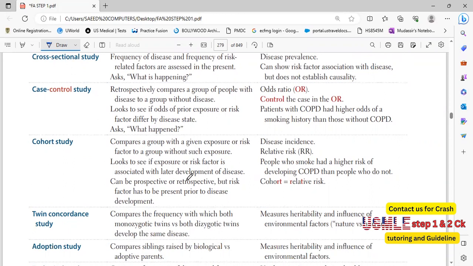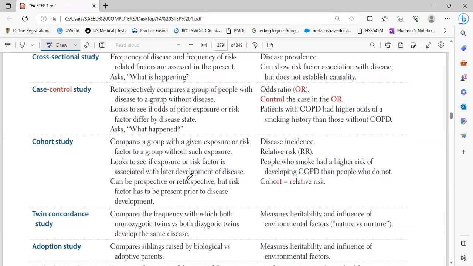Now first we'll study the book definition, then I will give you different clues to identify a case control study. A case control study is retrospective; it compares a group of people with disease to a group without disease. That is the main difference between case control and cohort. In case control, you take diseased people, termed the cases, and healthy people, termed the controls. First you make two groups: the case group with disease, and the control group without disease.